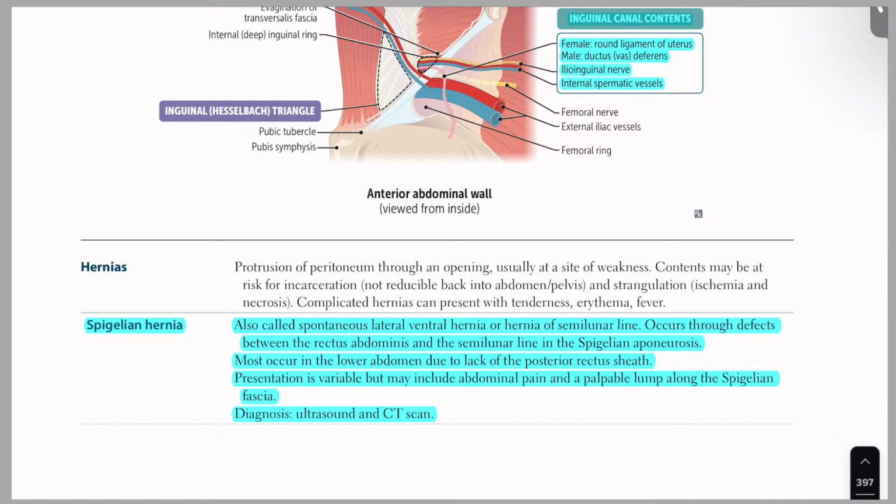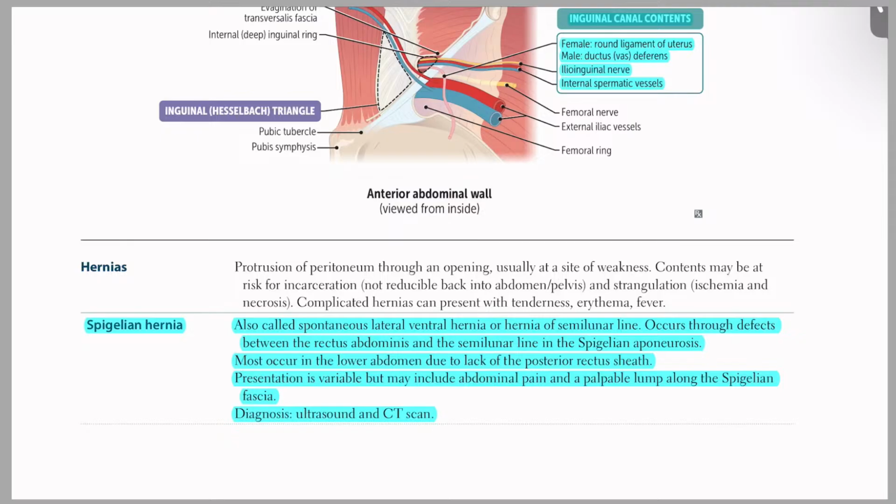Hernias: protrusion of peritoneum through an opening, usually at a site of weakness. Content may be at risk for incarceration, not reducible back to the abdomen or pelvis. Strangulation: ischemia and necrosis. Complicated hernias can present with tenderness, erythema, fever.